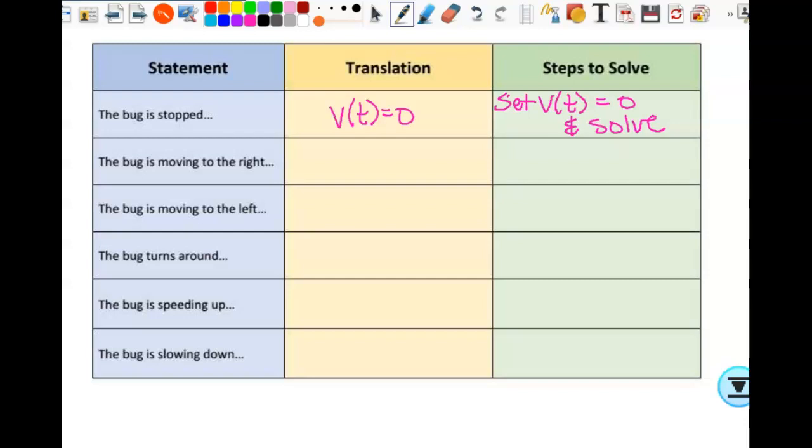If we're moving to the right, and in parentheses, I want you to put up, so it could be to the right or up, either one, then that means your velocity is positive. V of t is greater than 0. And if I want to know if something is positive, I set v of t equal to 0 again, and use a sign chart. Remember the sign charts?